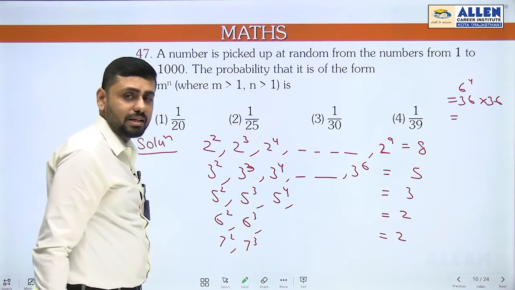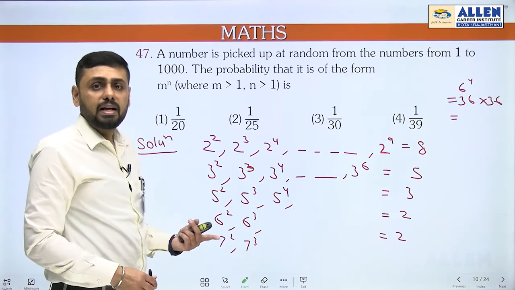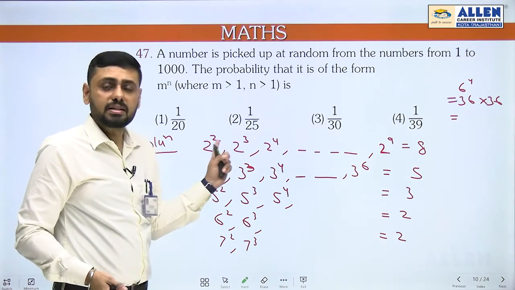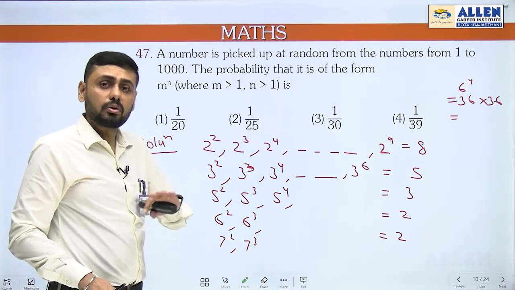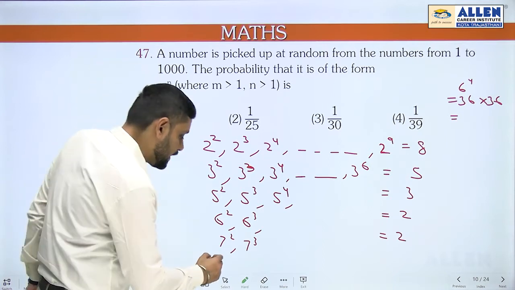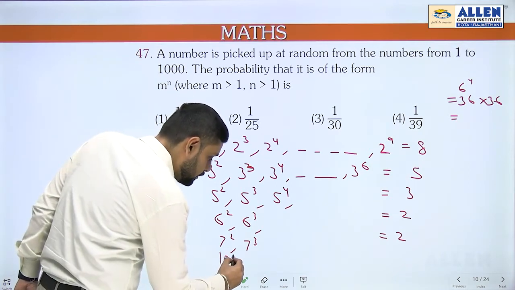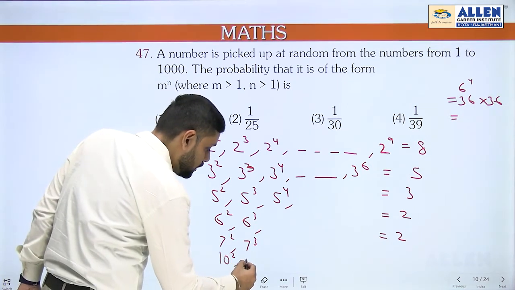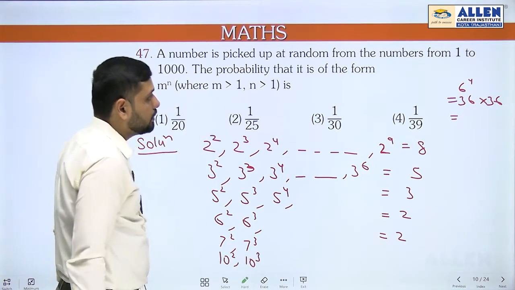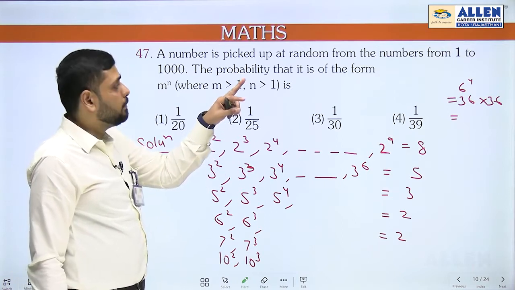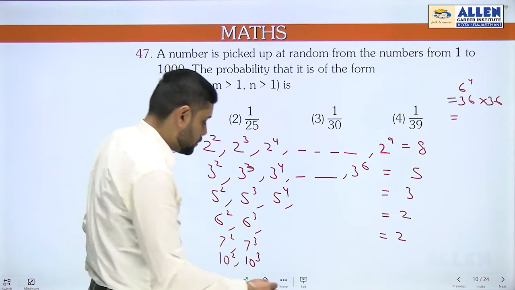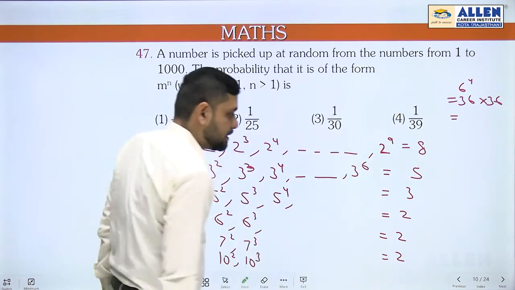Similarly, we cannot take the series of 8 and 9, because 8 to the power 2 or 8 to the power 3 we have already considered here. So now we'll move on to 10. 10 to the power 1 we cannot take. So we'll take 10 to the power 2 and 10 to the power 3, right, because the numbers are from 1 to 1000. So we can take up to 10 to the power 3. So again we'll take only 2 numbers.